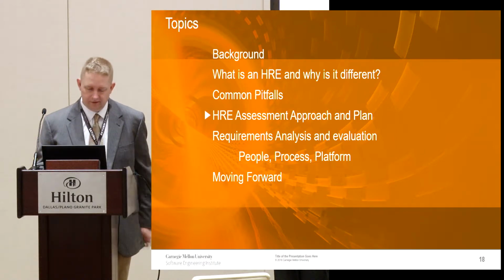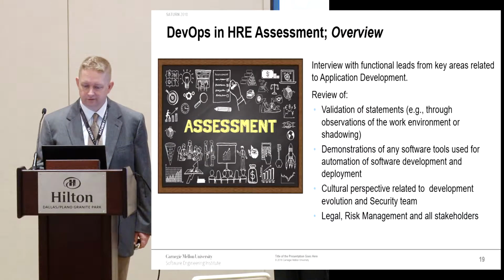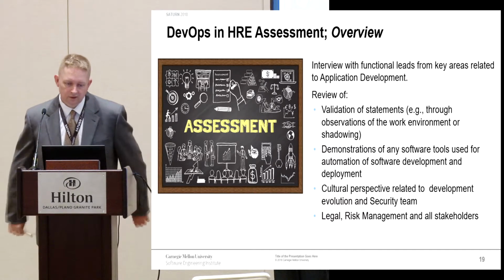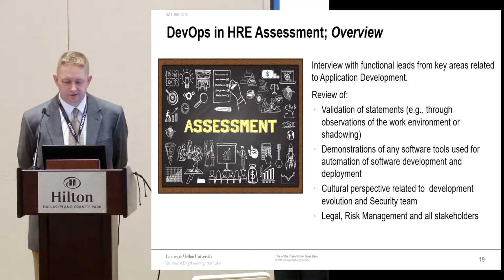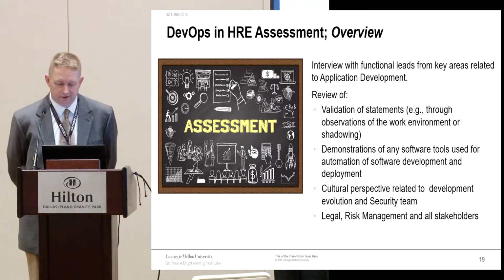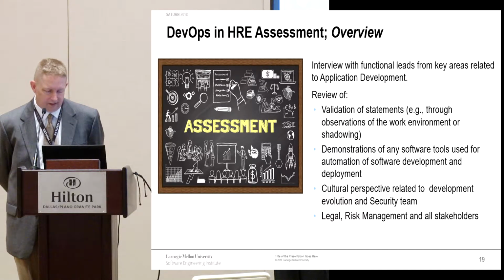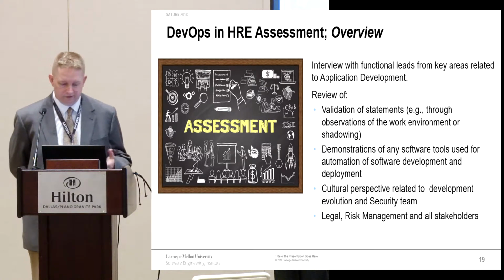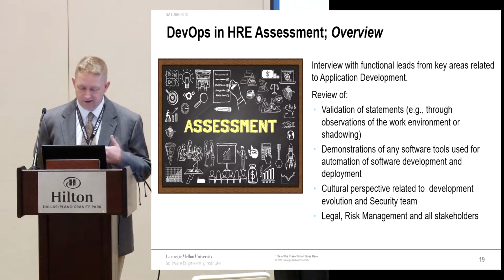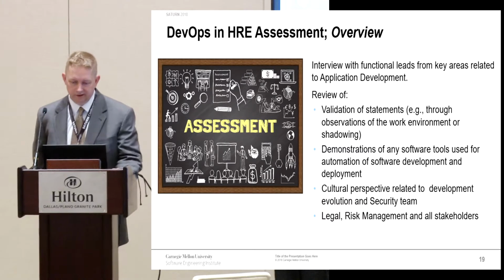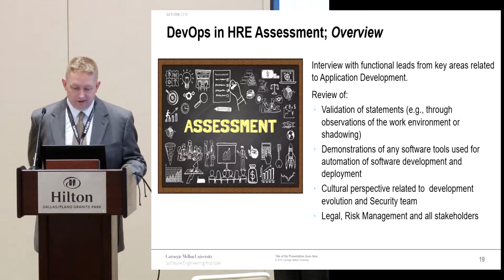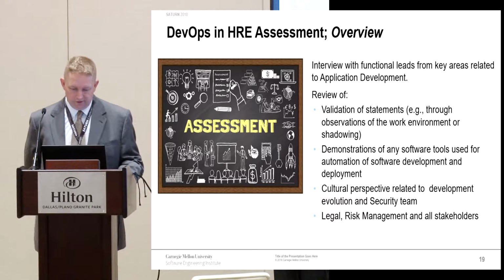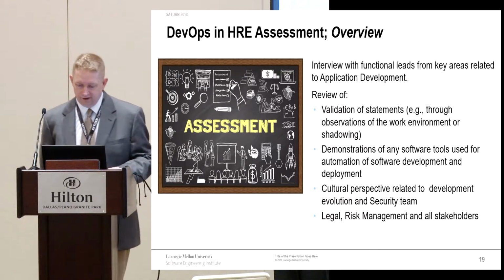So basically, I'm going to talk to you a little bit about how we plan an assessment for an environment like this. We start by interviewing functional leads from the key areas related to application development. After we have our interviews, we validate what they tell us through observation of their work and following what their process actually looks like. We get demonstrations of any software tools they currently have for automation in software development and deployment.